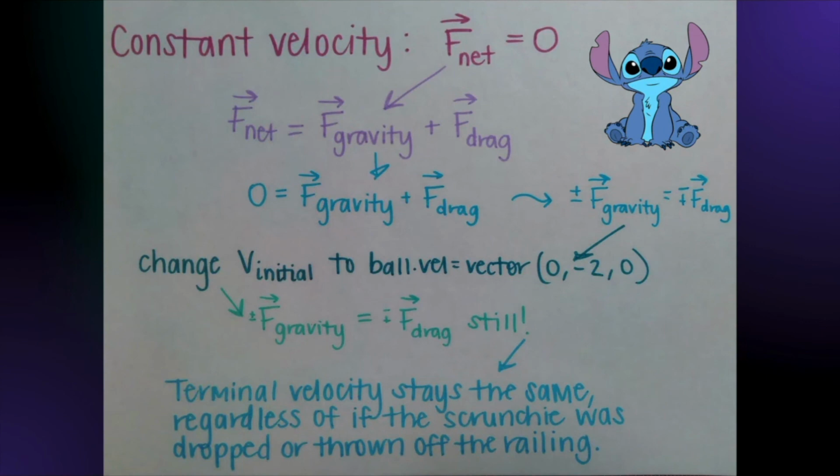So finally, in conclusion, we can see that when the net force equals 0, we are sitting at a constant velocity. We learned that the net force equals the force of gravity plus the force of drag. Putting this together using F net as 0, we can set 0 equal to the force of gravity plus the drag force. This means that gravity is equal and opposite to the drag force. Changing the initial velocity will not change the relationship between the force of gravity and the drag force. Terminal velocity stays the same regardless of if the scrunchie was dropped or thrown off the railing.